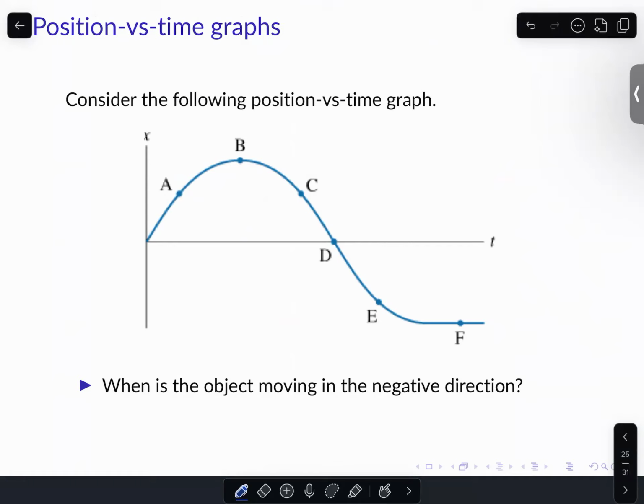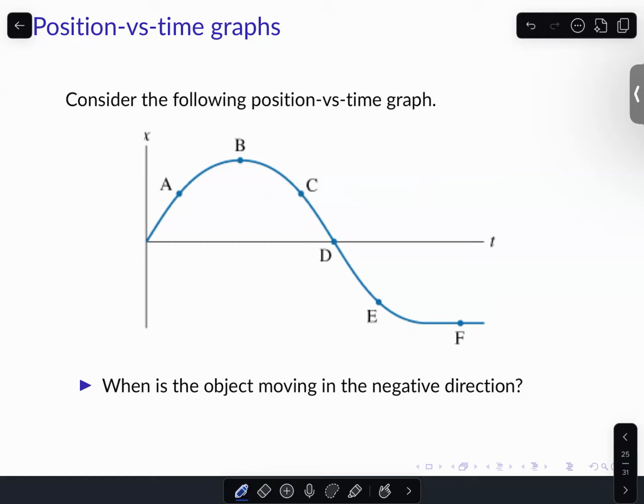From time A to time B, what's the average slope of this graph? Positive or negative? Positive. Am I increasing my x's or decreasing them? I'm moving in the positive direction. From time B to time D, am I increasing or decreasing my x values? Decreasing. Is my slope, average velocity, of this positive or negative?